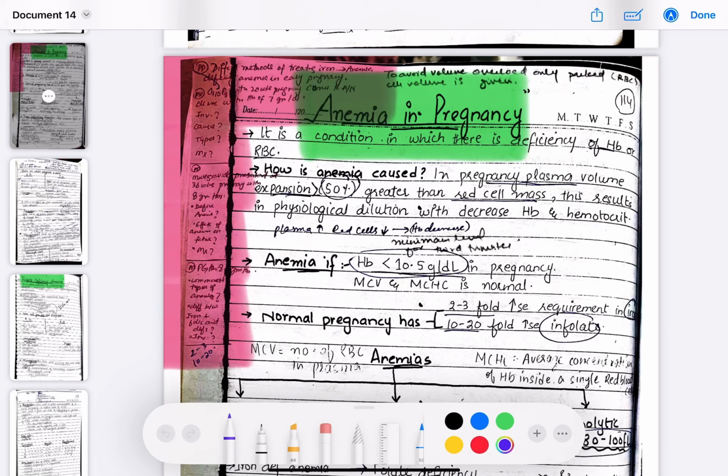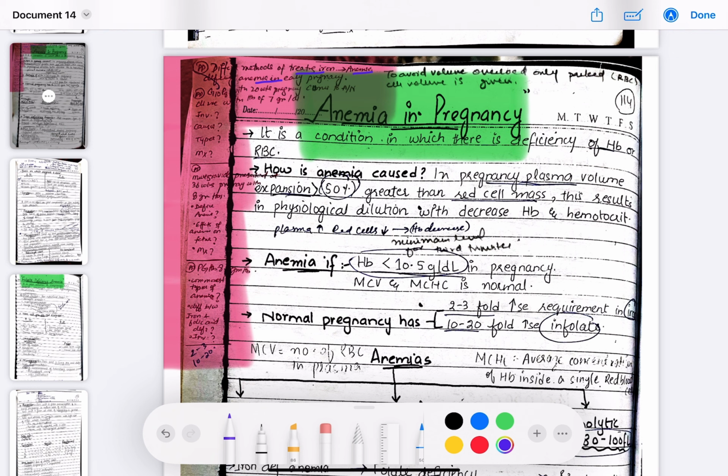So we have discussed the C-section in the last video. In this video we are going to discuss the anemia in pregnancy and folate deficiency anemia. So the common questions that are asked in the exams are: what are the different methods of treating iron deficiency anemia and the deficiency anemia in early pregnancy.